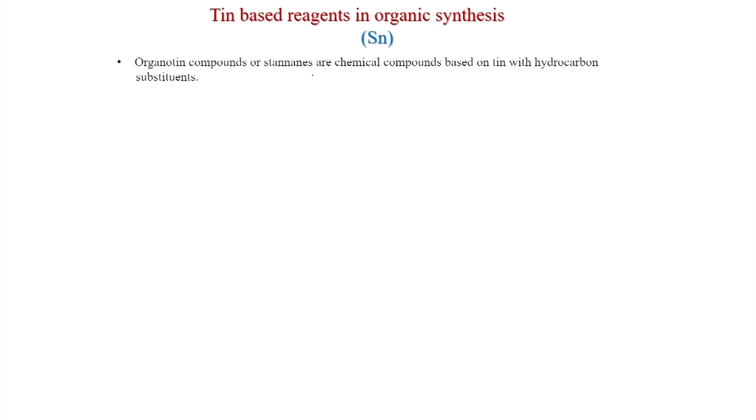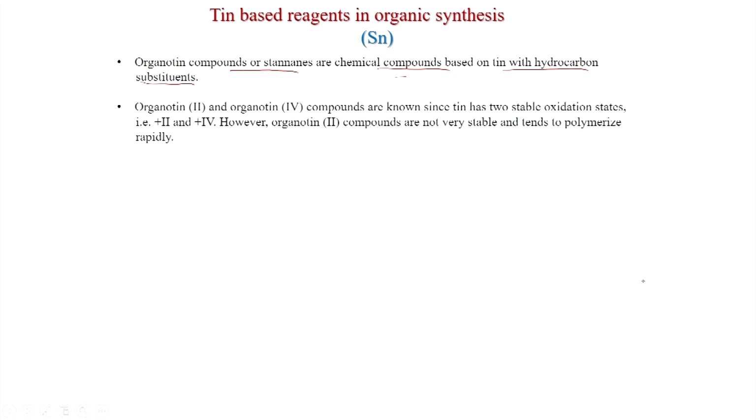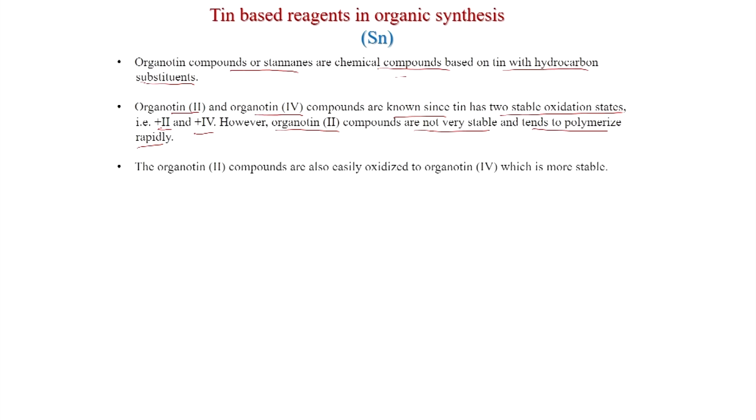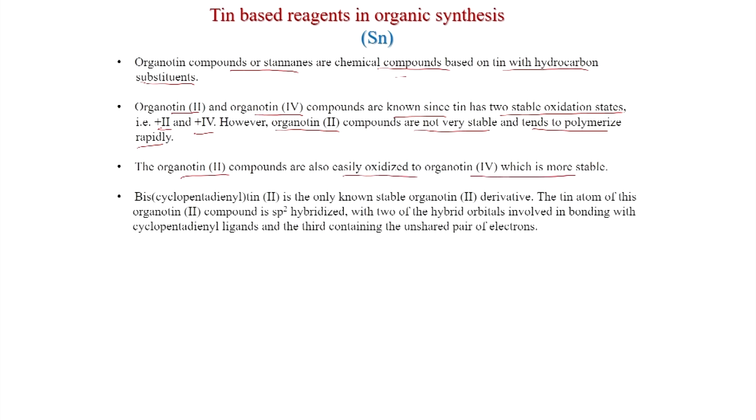So, organotin compounds or stannanes are chemical compounds based on tin with hydrocarbon substituents. These are called organotin compounds, and organotin +2 and +4 compounds are known since tin has two stable oxidation states, that is +2 and +4. However, organotin(II) compounds are not very stable and tend to polymerize rapidly. So, organotin(IV) is the most stable and organotin(II) converts to organotin(IV). The organotin(II) compounds are also easily oxidized to organotin(IV), which is more stable.